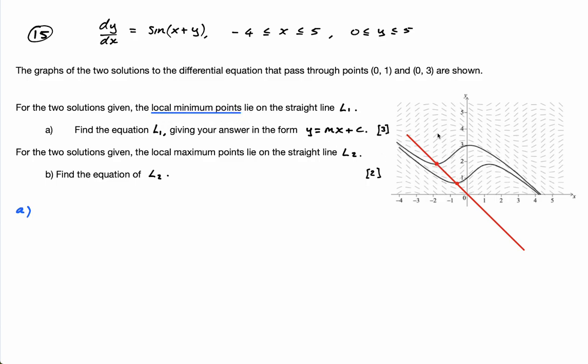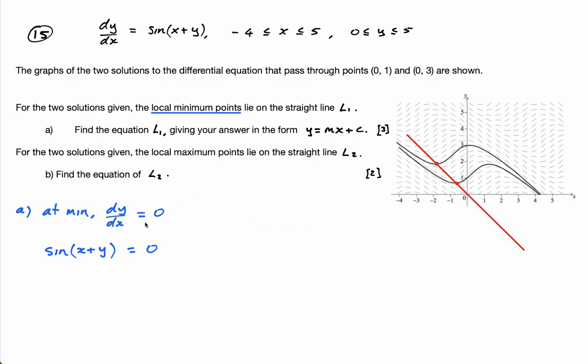And what do we know about minimum points? This is one of the first things you learn when you learn about calculus. Minimum points occur when the derivative equals 0. So let's write that down. At a minimum, dy/dx equals 0. Write that down, you might get a mark for it. And then we go sine of x plus y equals 0.